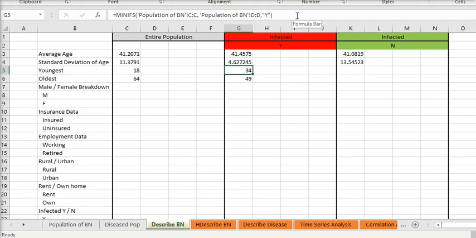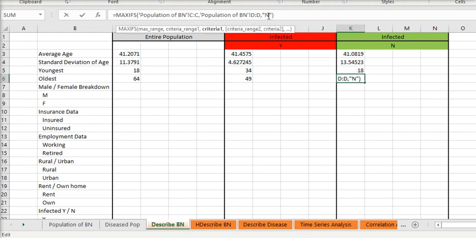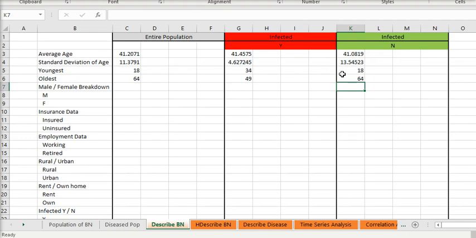So you're going to apply that same formula to infected no, and we're just going to copy that because we've already done most of the work creating the formula. And we're going to put a no in there, and you could probably guess that the oldest is going to be 64, and you would be right, 64. So again, this points to there being a difference in the age characteristics of these populations despite the average being identical.